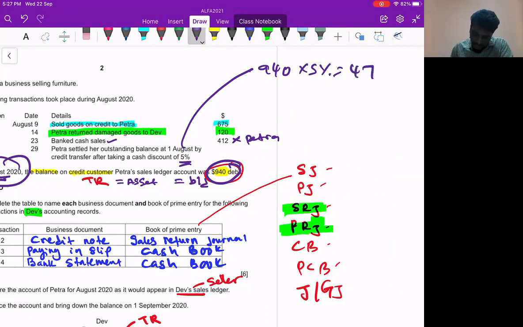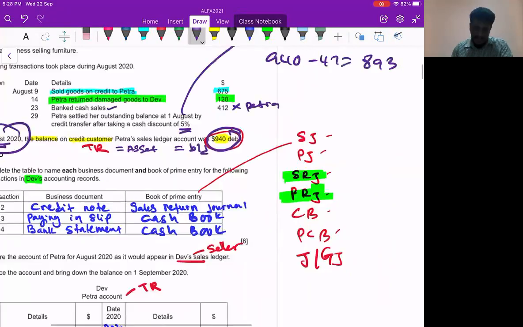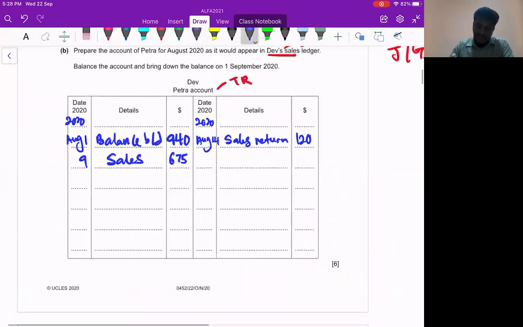Okay. And also, how much do I receive? 940 minus 47, 893. We receive 893, and then we allow a discount of 47. So will it be debit or credit? The bank account will be debit. Petra's account will be credit. Right here, bank, because it should transfer to us.